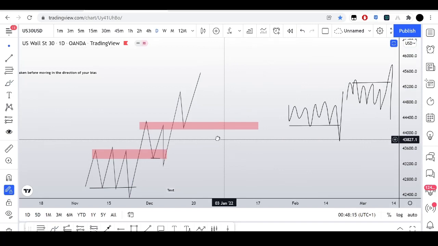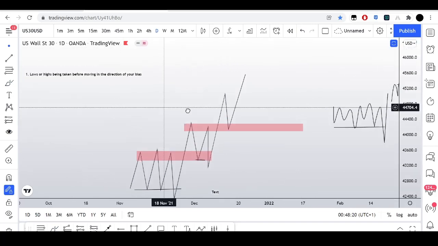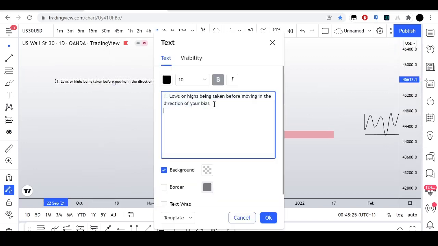I'm gonna tell you guys why you want to see that clean break and that clean move up when we get into real data. So you want to see a clean break of structure. I'm giving you guys a few rules that you could build your plan off of. Clean break of structure of resistance, or support.